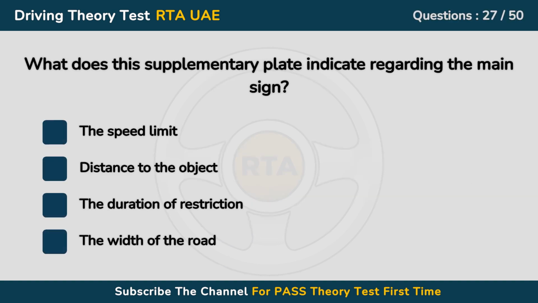Question 27. What does this supplementary plate indicate regarding the main sign? A. The speed limit. B. Distance to the object. C. The duration of restriction. D. The width of the road.